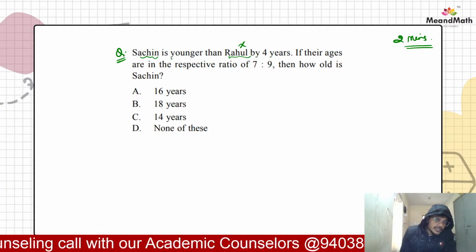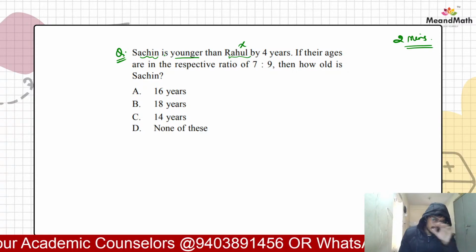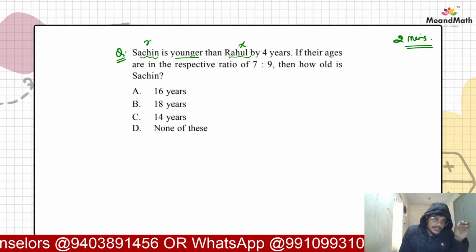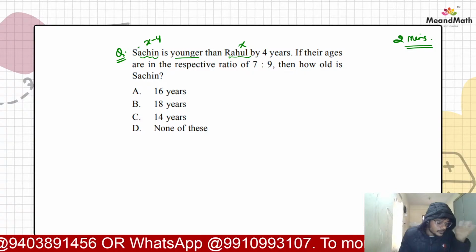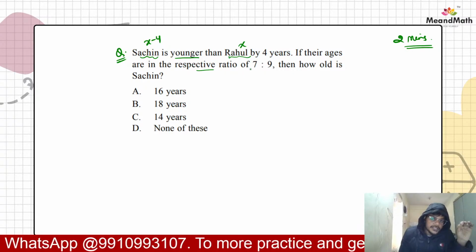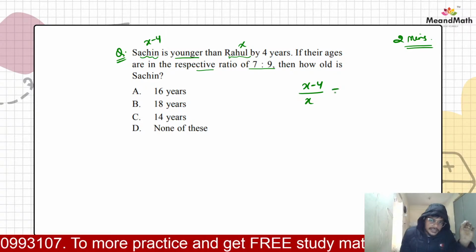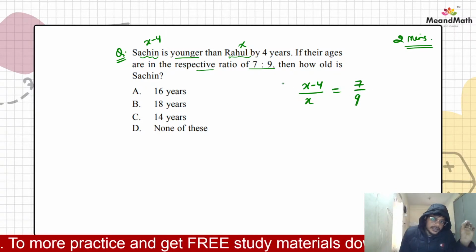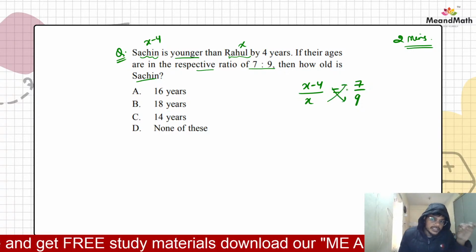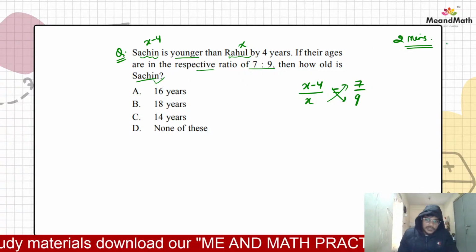Sachin is younger than Rahul. That means Sachin's age is less than Rahul's. If Rahul's age is x, Sachin's age should be x minus 4, right? If their ages are in the ratio 7 is to 9, that means x minus 4 over x is equal to 7 upon 9. Now do the cross multiplication, solve this equation and tell me Sachin's age. I am giving you 2 minutes.